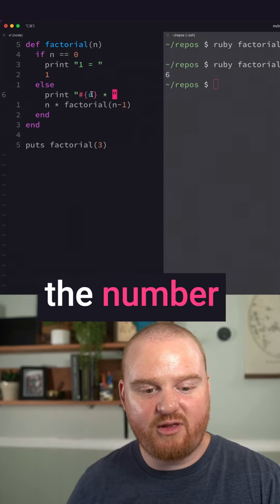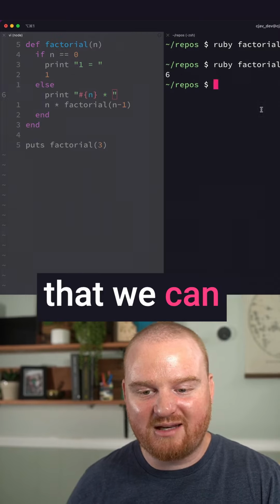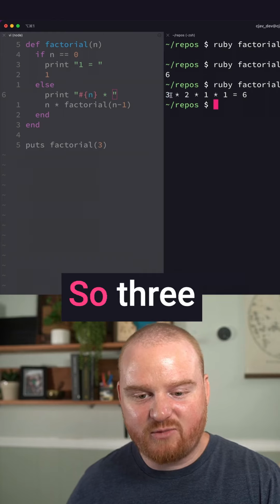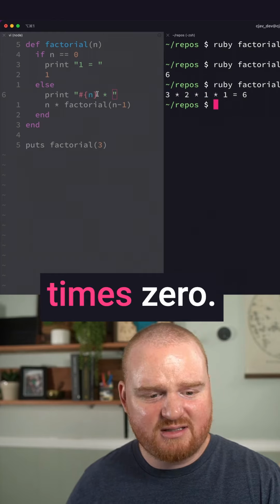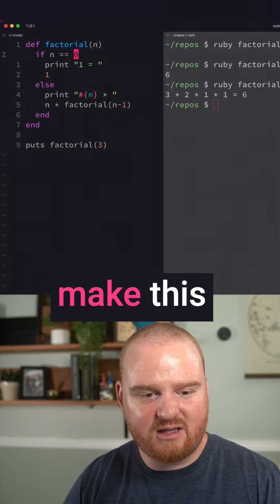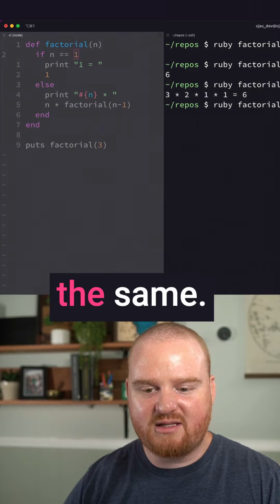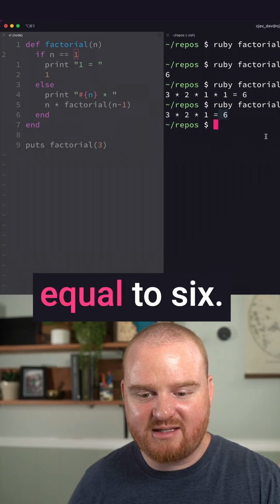Otherwise, let's print out the number n times so that we can see as we go. So 3 times 2 times 1 times 0. Okay, we could also make this 1 here, and we would get the same. So 3 times 2 times 1 is equal to 6.